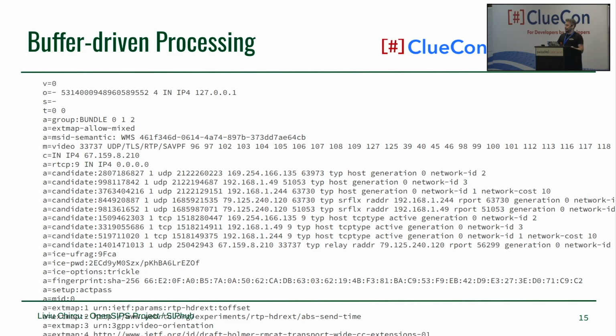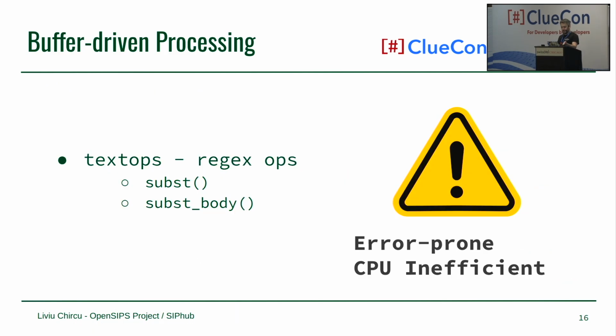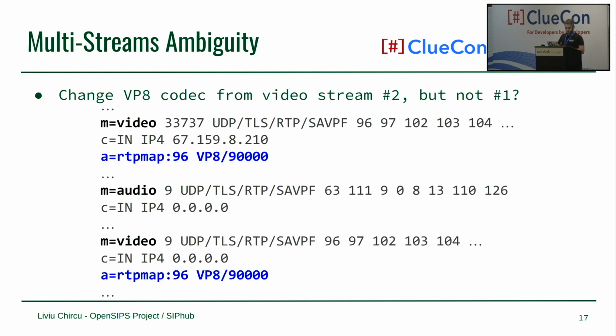There is now a multitude of streams going on, maybe in a single SDP session, right? You can have video, you can have audio, there is conferencing stuff happening, DTLS, fingerprints. It's a lot of data in there that could screw up this very error-prone way of doing it, right, with subs and subs body. Not to mention it's inefficient. Maybe you want to do multiple of these changes.